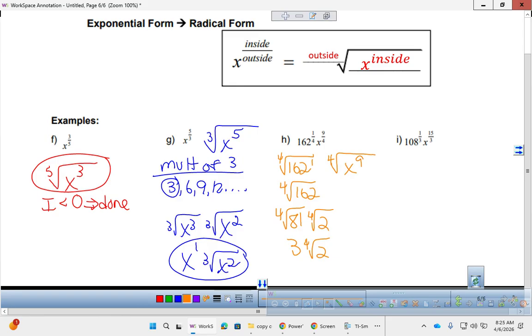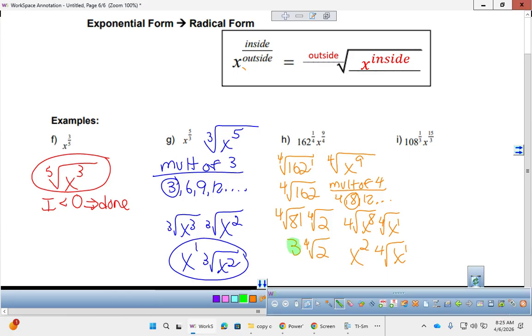Now, as for the x to the 9th, I'm thinking about multiples of 4, 8, 12. I'm going to use the 8. Okay, I want to pick a number below 9. So I'll do x to the 8th and x to the 1. So I'm still keeping that value of the 9. And then inside exponent 8 divided by outside exponent 4, as it becomes inside over outside, this becomes a 2. X to the 1. The last thing I'm going to do here is just reorder this.